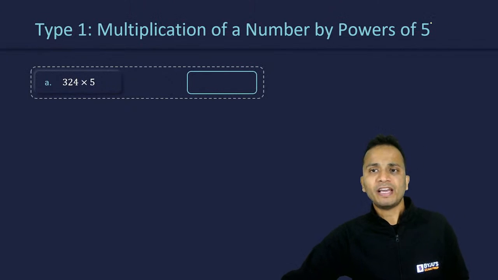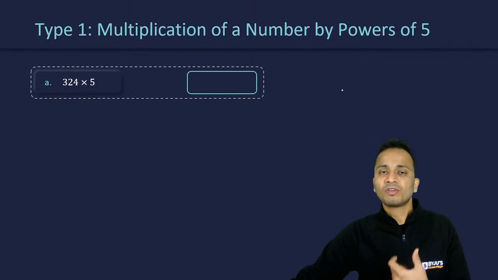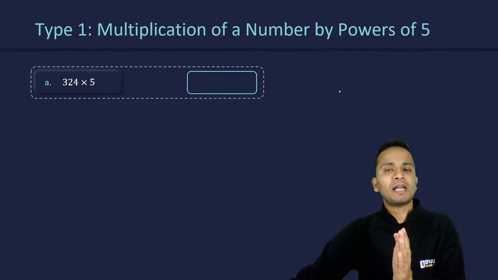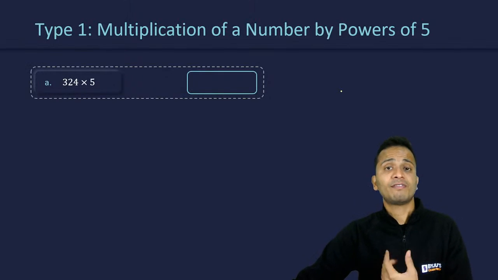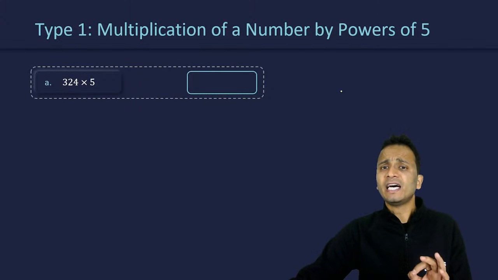So, powers of 5 का मतलब क्या है मेरा? 5, 5 square, 5 cube, 5 raised to the power 4 and so on. So, any number when multiplied by 5 or any power of 5, let's say 25, 125, 625 and so on, how we can find the answer in the quickest manner. Okay, let's have a look at it.